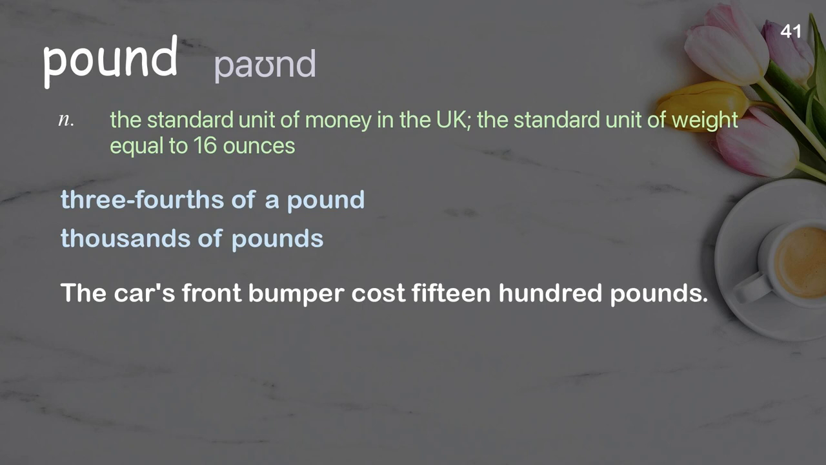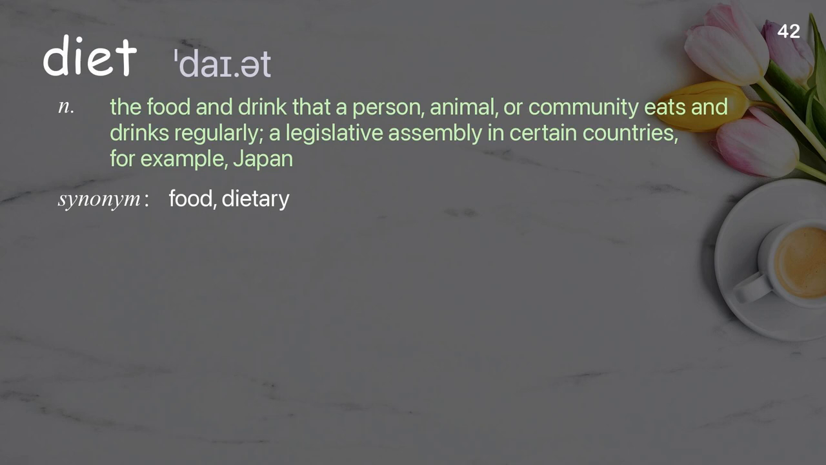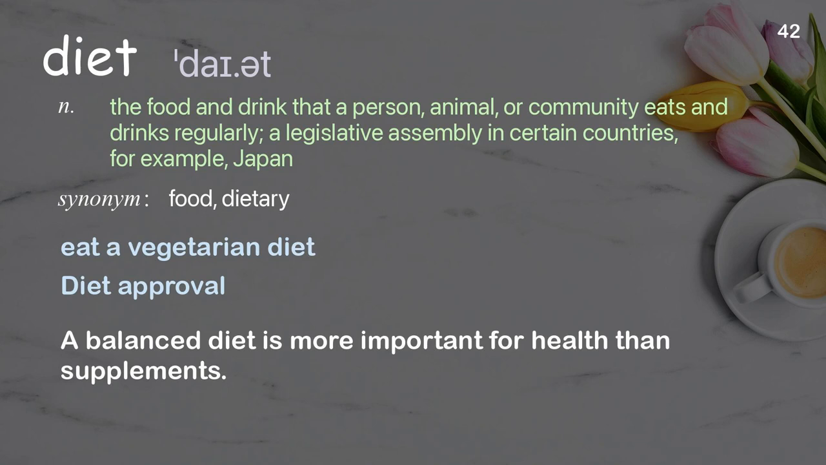Diet. The food and drink that a person, animal, or community eats and drinks regularly, a legislative assembly in certain countries, for example, Japan. Examples: eat a vegetarian diet. Diet approval. A balanced diet is more important for health than supplements.